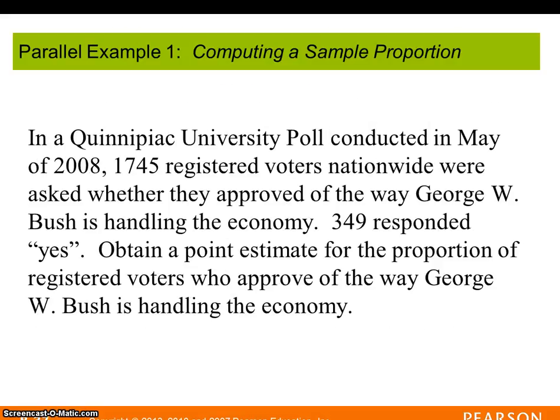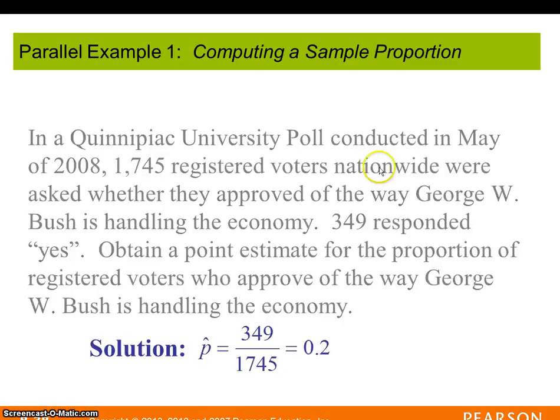Here's an example. Let's say at a particular university, 1,745 registered voters were asked whether they approved of the way George Bush is handling the economy. 349 responded yes. Let's say we want to obtain a point estimate for the proportion of registered voters who approved of the way Bush is handling the economy. Basically, you just take the total number that responded yes, divided by 1,745, and that'll give you about 0.2 or 20%, right?